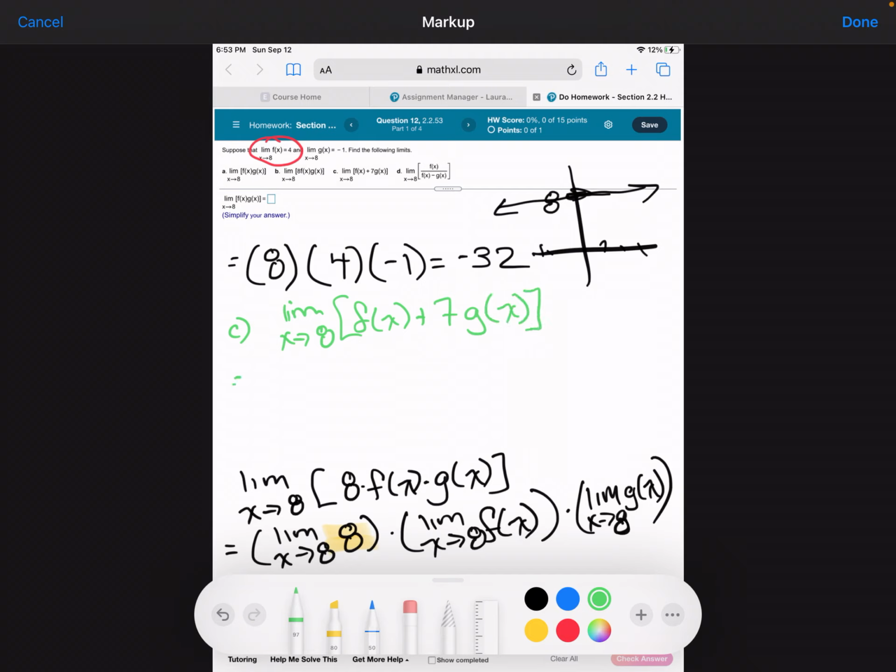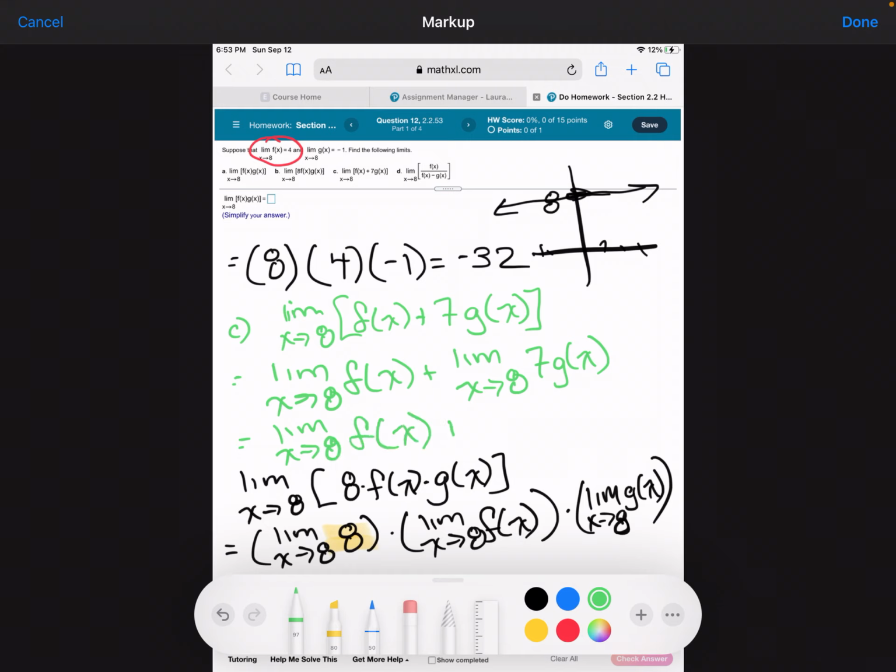All right, so same kind of deal. Just like we had a multiplication property, we also have an addition property. So we can break this up using the addition property. All right, then we can break that second one up even further using the multiplication property.